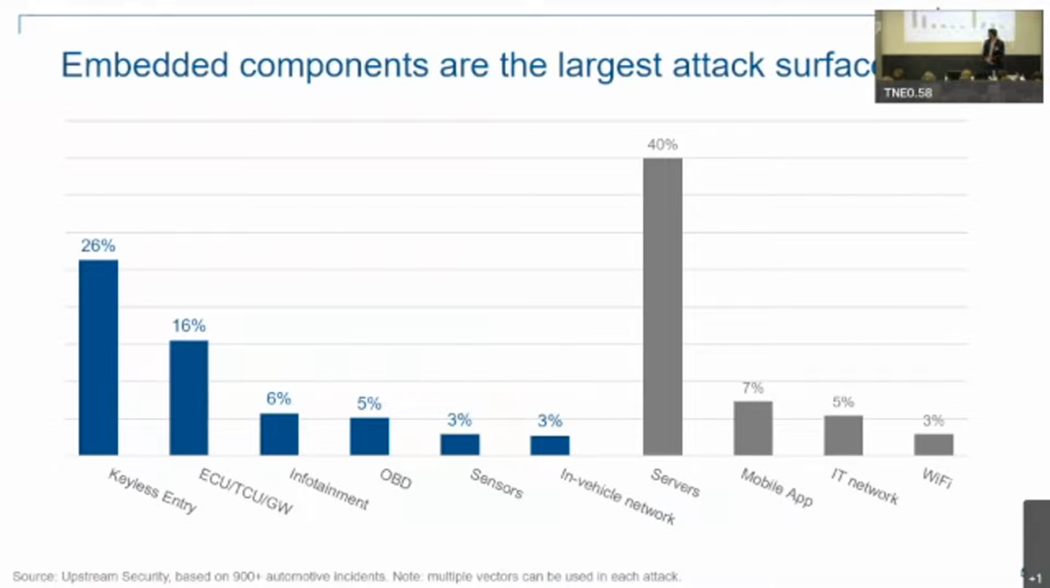Okay, so here we have some statistics. These are some data collected out of incidents that occurred in the automotive industry. You can see that at least 60% of the issues, on the left-hand side with the blue bars, come from embedded systems. The rest of the issues, in gray on the right-hand side, are attacks coming on the server side.